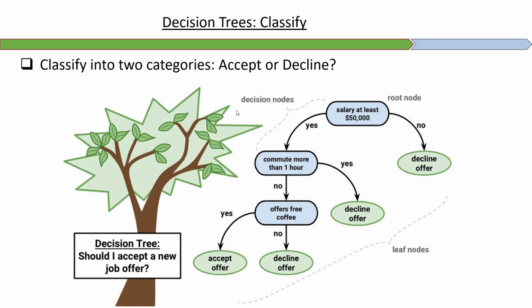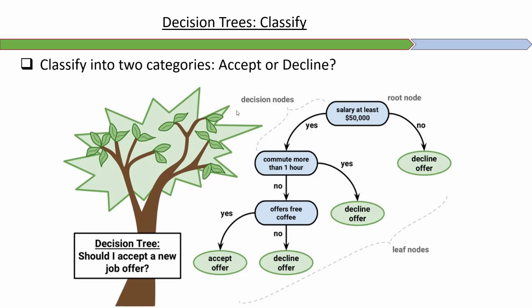This is a scenario that most of you are familiar with. You got multiple job offers and you are trying to make a decision on which one to accept. You are looking at some criteria for making that decision. One of the criteria is the salary. The second criteria is the commute time. So the first level of classification occurs based on salary.